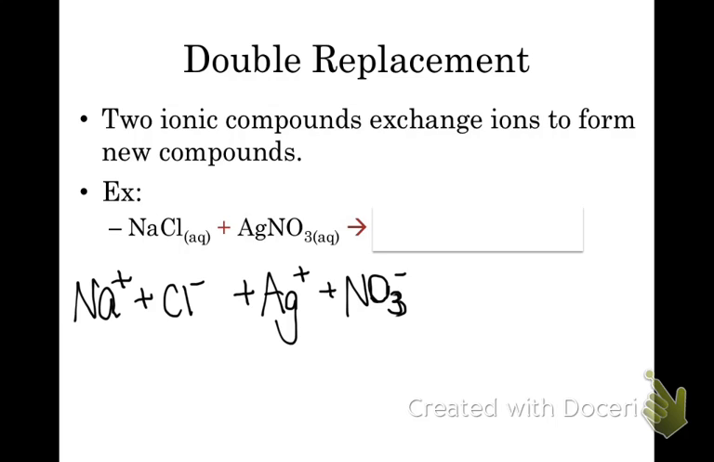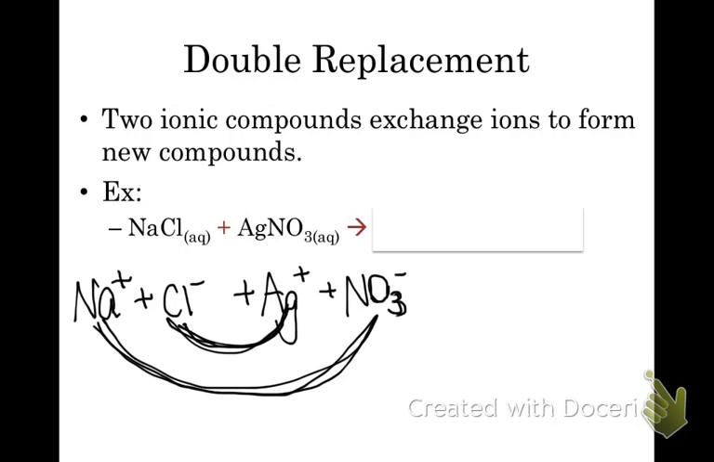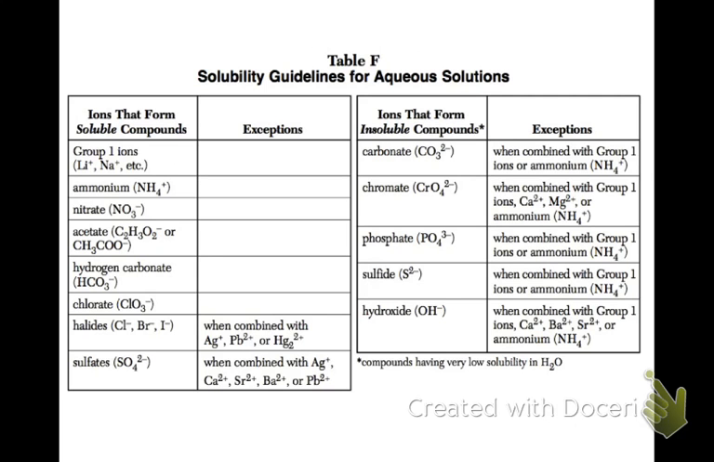And then here we're actually going to check to see what the products will be. Since Na and Ag are both going to be positive, it's more likely that the Ag is going to combine with the Cl, and the Na is going to combine with the nitrate. Now these reactions will occur if one of the two, meaning if AgCl or NaNO3 is going to be a solid. To figure that out, we have to use table F. Table F is brand new to you guys.